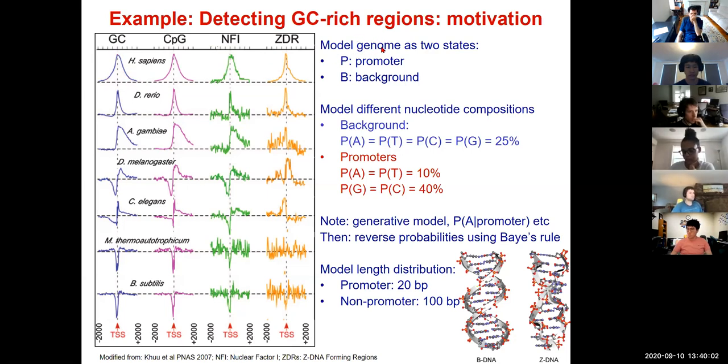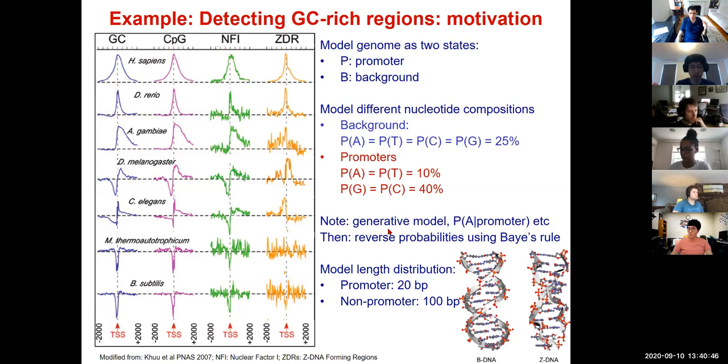So we're going to be modeling the genome as two states. There's going to be the P state, which is the promoter, and the B state, which is the background. And we're going to model the different nucleotide compositions of the background versus the promoter regions. So maybe in the background, I expect 25% frequency for all four nucleotides. But in the promoter regions, I have much more frequent G's and C's. It can go up to 40% G, 40% C. So 80% of my letters are in fact C's and G's, as opposed to only 20% of my letters being A's and T's.